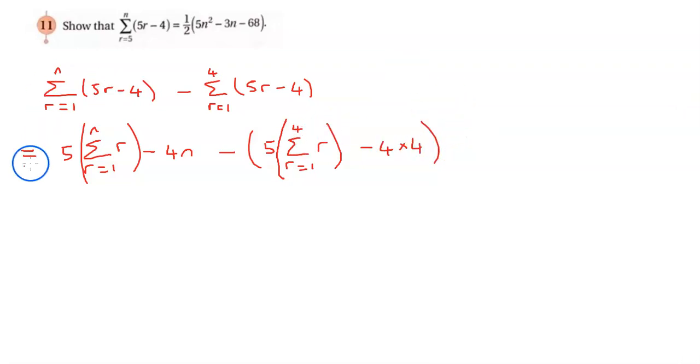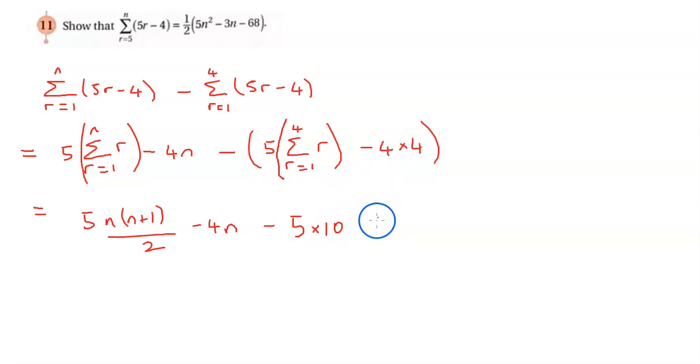Okay, and then this is equal to 5 times n times n plus 1 divided by 2, minus 4n, minus, and then it's going to be 5 times, so this time n is just 4, so it's 4 times 5 divided by 2, so that would be times 10, and then plus 16. Okay, and then all we got to do is simplify it.